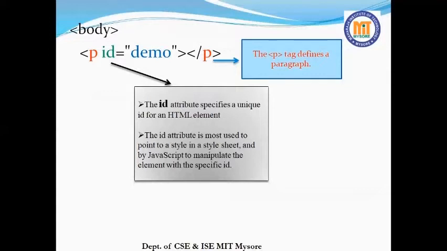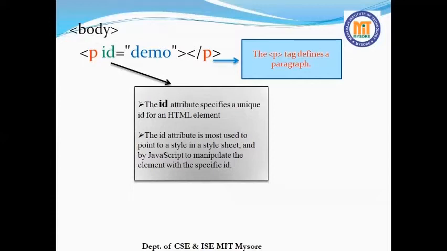Next, coming to the body section. In the body section, we specified one tag called P, with the attribute id equals demo. First let me tell you the use of this P tag. The P tag defines a paragraph. In order to specify paragraphs, we can make use of this tag. But remember one thing, I have not specified any content inside this paragraph tag. In order to specify the content, we can make use of one more property, the innerHTML property. By using that, we can set the content of an element.